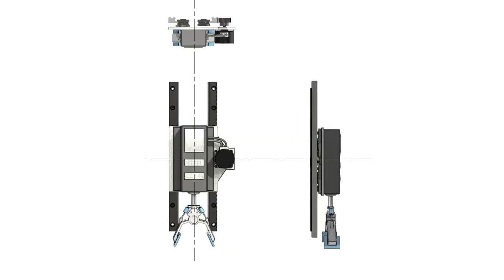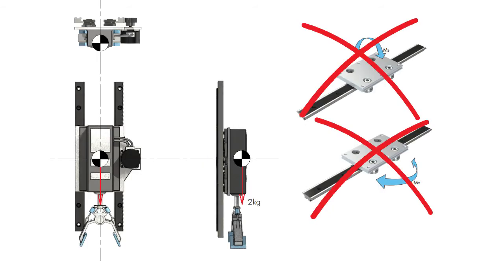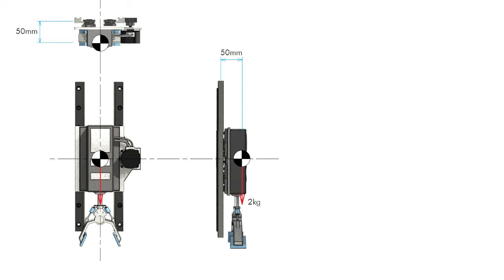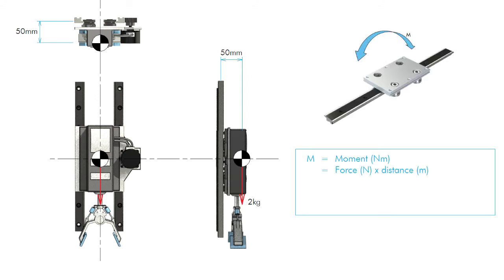The total mass of components on the z-axis is 2 kilograms. The centre of mass of these components is offset 50 millimeters to the front of the carriage and is central on the vertical and horizontal axes of the z-axis. There are no MS or MV moments resulting from the offset of the centre of mass. As a result of the offset to the front of the carriage, there will, however, be an M moment. This is a product of mass, gravity, and the offset distance.